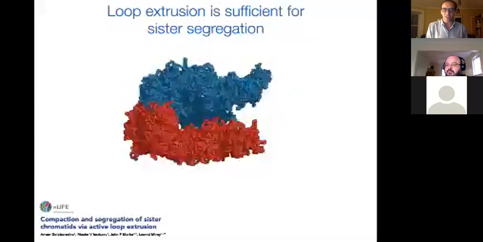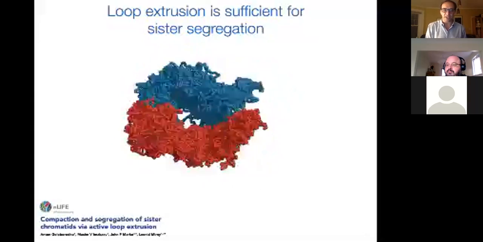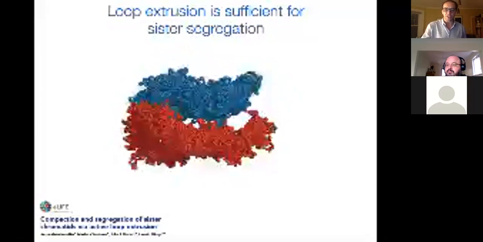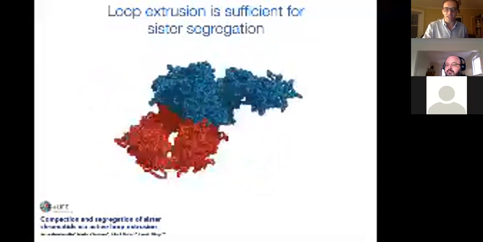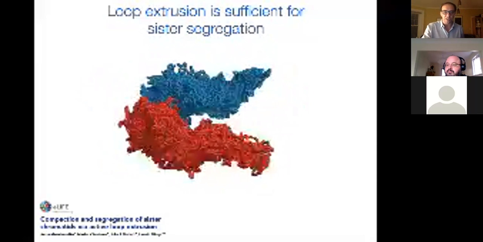But what you see is that beautifully, loop extrusion can separate two chromatids from each other. And you get structures that look incredibly like two separated chromatids. I will skip questions here.